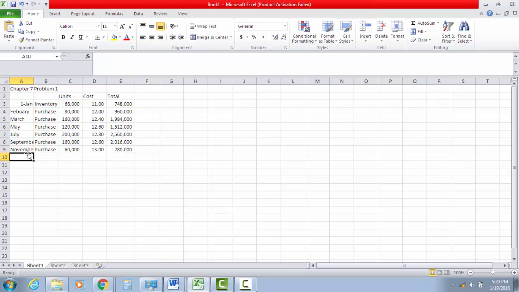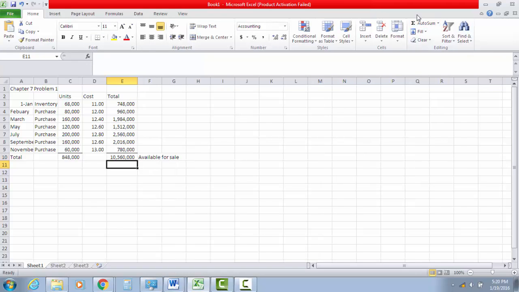Our total purchases for units, we have a total of 848,000 units available for sale. And then our total price we've paid for these units is $10,560,000. So this is number 1.